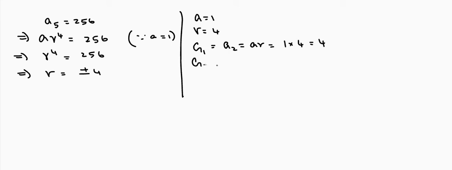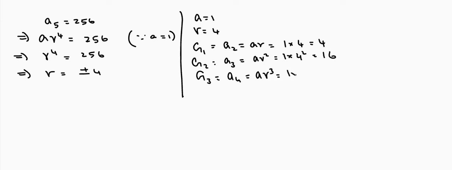Then the second number is G2. G2 is third term, AR square, that is 1 into 4 square, which will be equal to 16. And the third number is G3, which is equal to A4 equals AR raised to 3 equals 1 into 4 cube, we get 64. Similarly, R can take two values, that is R equal to 4 or R equal to minus 4.